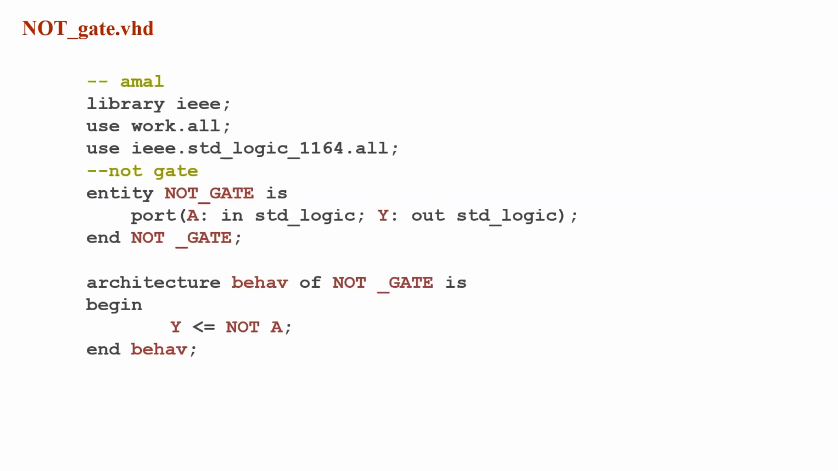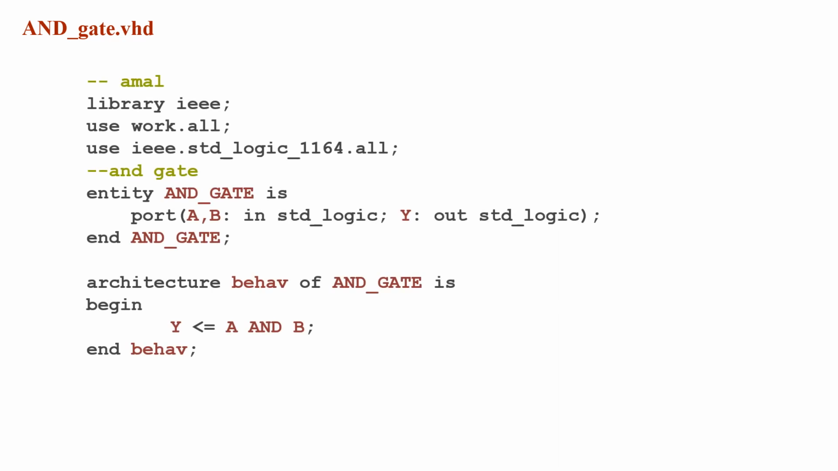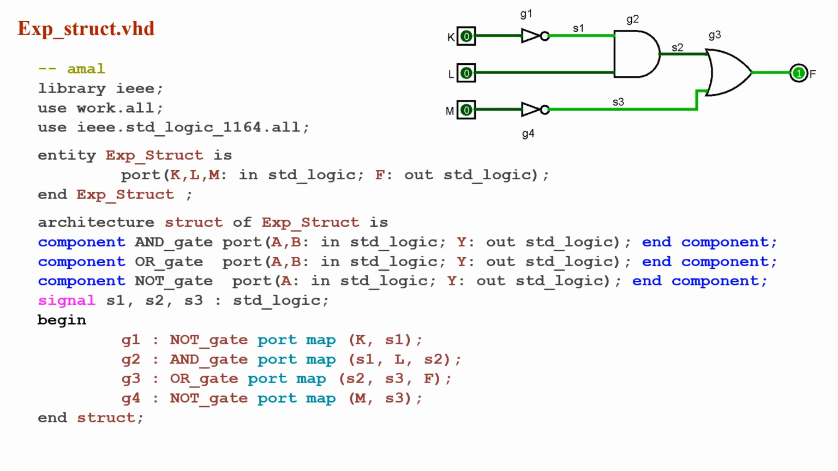This is the code that we assumed for the structural modeling for the component NOT gate. For the OR gate component, this is the file that we assumed. Notice how the ports are declared as we used them earlier. It's A, B, and Y as the output. Similarly for the AND gate, the name is AND underscore gate. The inputs are A, B, the output is Y, in that particular order. And that's the final code for the expression structural, which is not K and L or not M, after typing it on the computer.